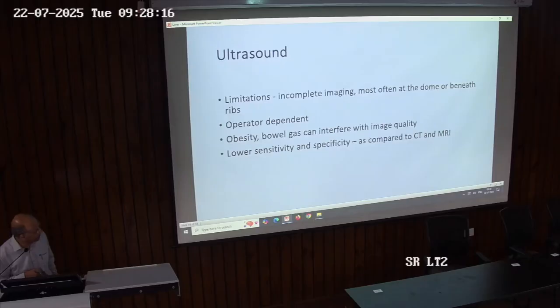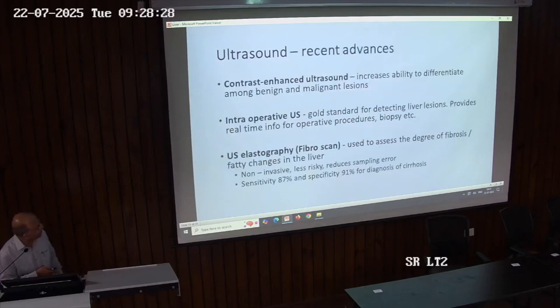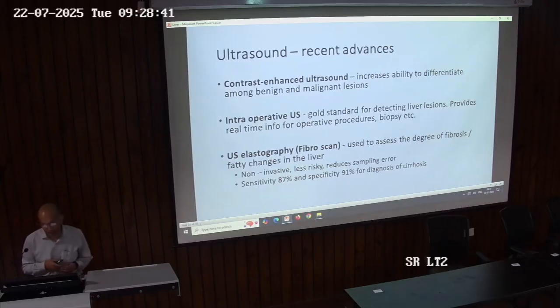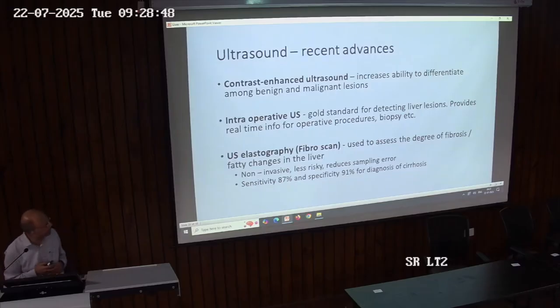And in these patients, we go on for other investigations like CT scan or MRI. Okay, so this is the advantage and the drawbacks of ultrasound. There are some newer advances which are coming in and other uses of the ultrasound. One is contrast enhanced ultrasound, in which micro bubbles are used, and this improves the imaging and is able to differentiate between benign and malignant lesions.